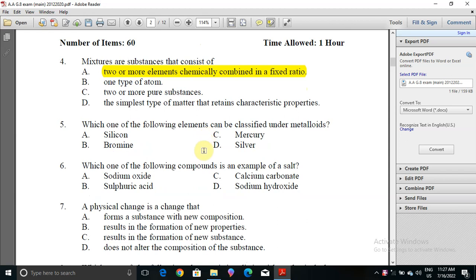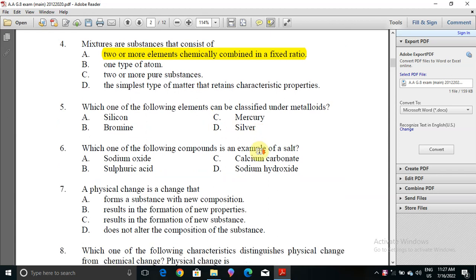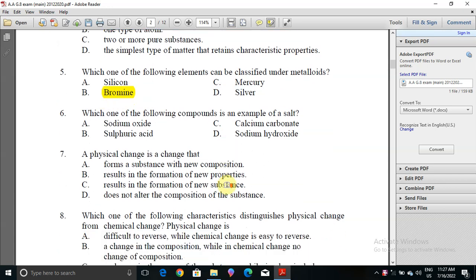Okay, now question number 5 is asking which one of the following elements can be classified under metalloids? It will be silicon, bromine, mercury, or silver. The correct answer that's classified under metalloids is bromine. In question number 6, which one of the following compounds is an example of a salt? It will be calcium carbonate.